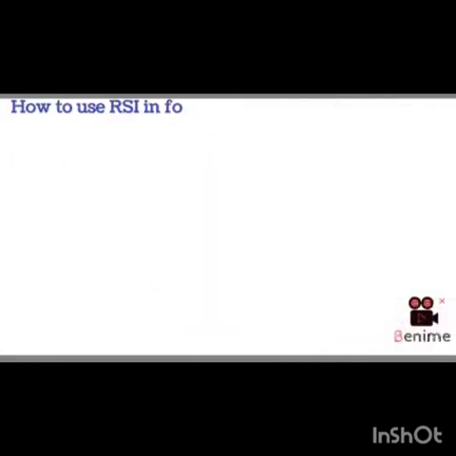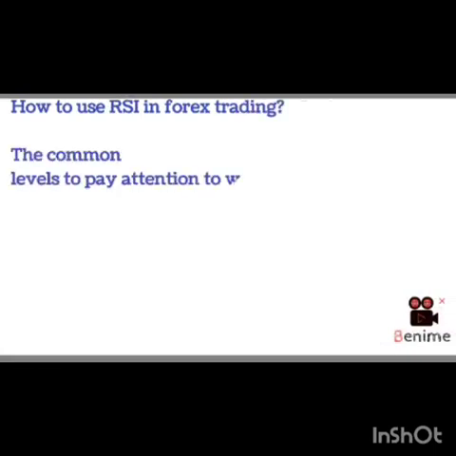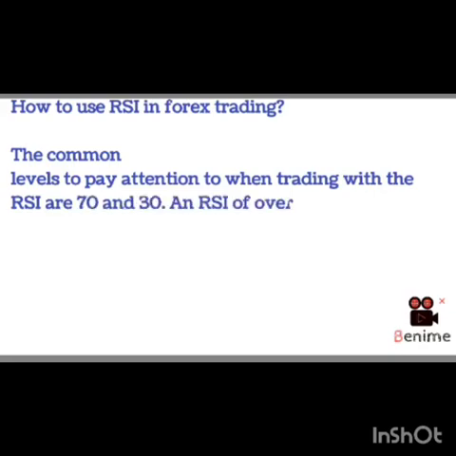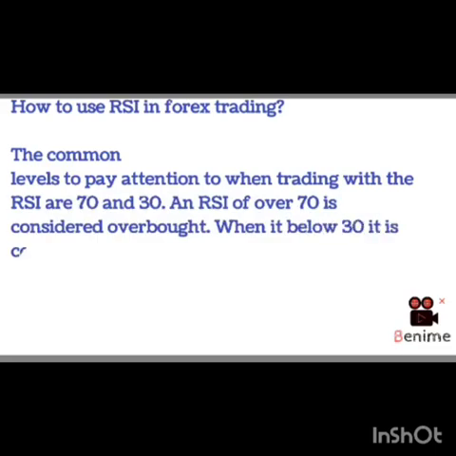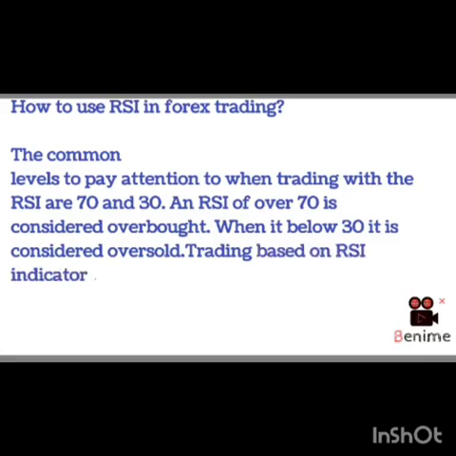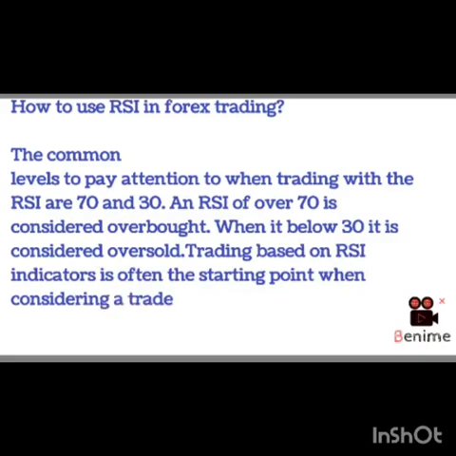How to use RSI in Forex trading. The common levels to pay attention to when trading with the RSI are 70 and 30. An RSI of over 70 is considered overbought. When it is below 30 it is considered oversold. Trading based on RSI indicators is often the starting point when considering a trade, and many traders place alerts at the 70 and 30 marks.